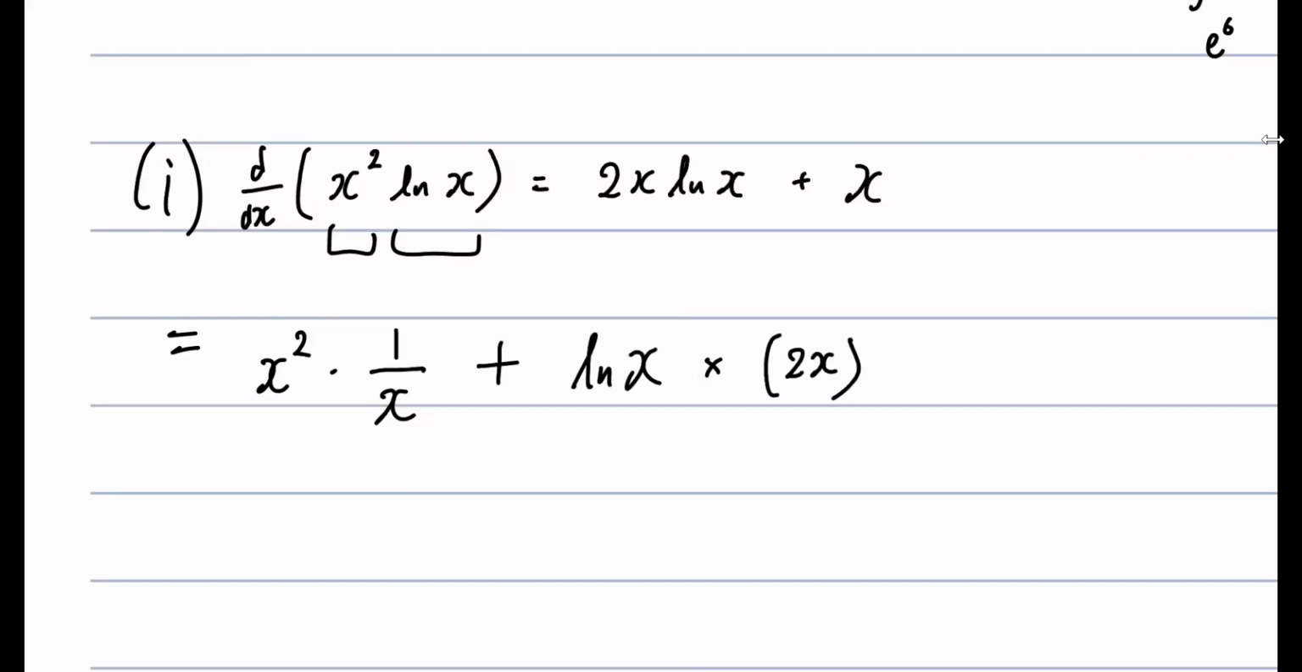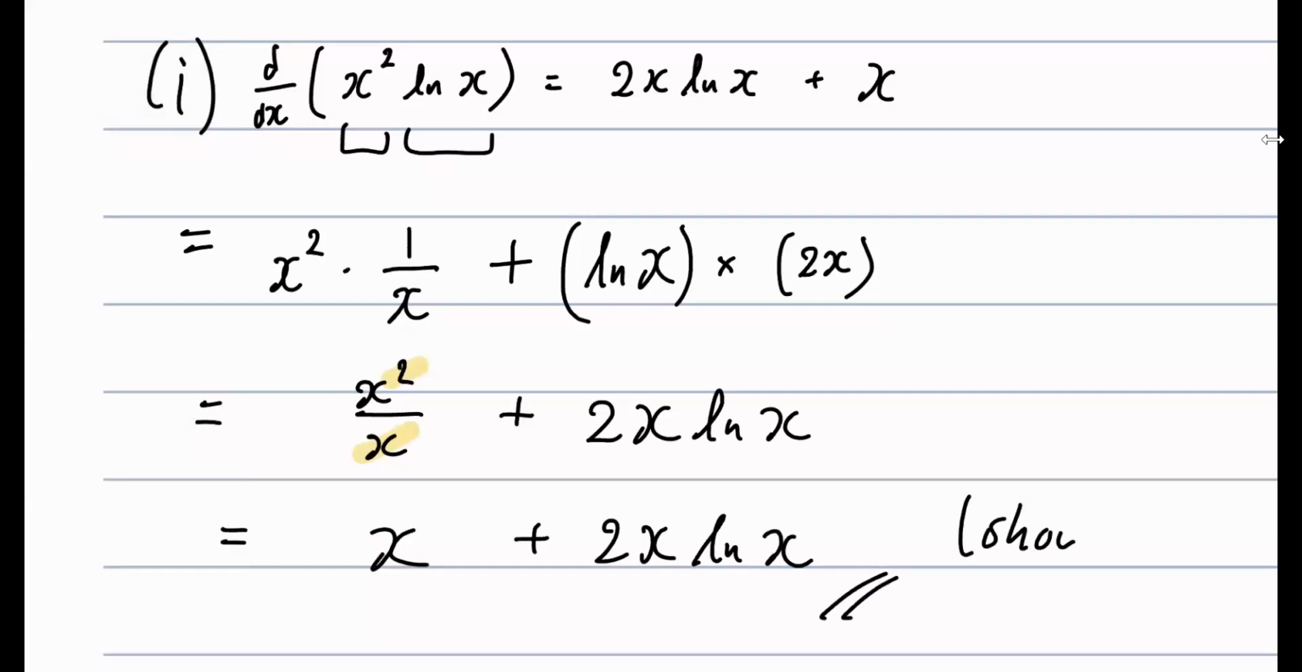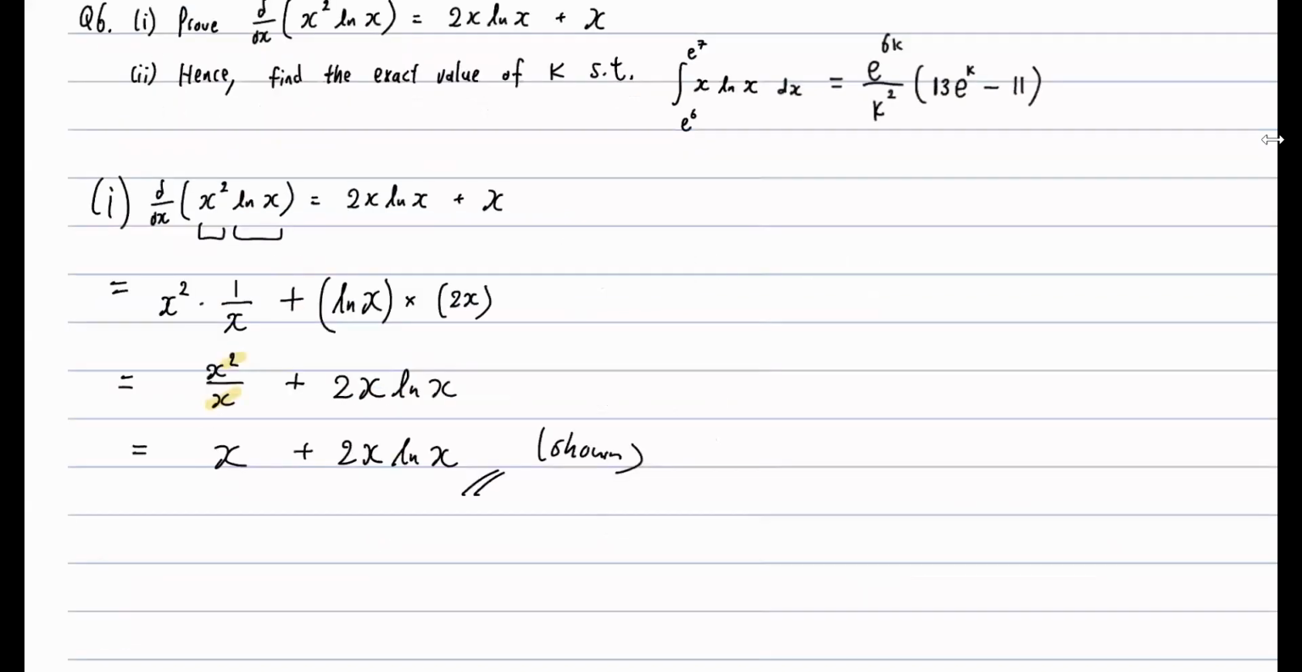I'll put a pair of brackets to be safer, and maybe it's safer if I write it as 2x ln x, plus this one, x squared over x. Anything to cancel? Can, one copy of x. So you're left with just x plus 2x ln x. Okay so far? Good. How about part 2?